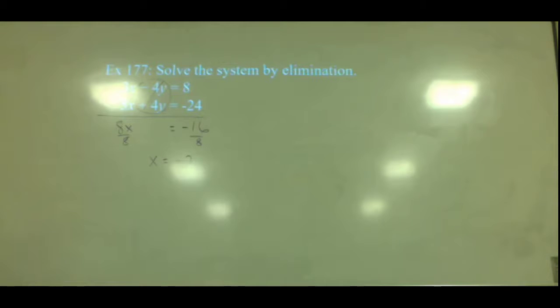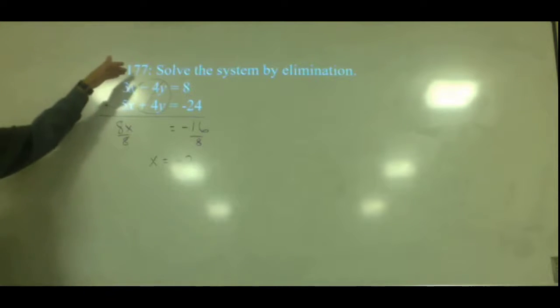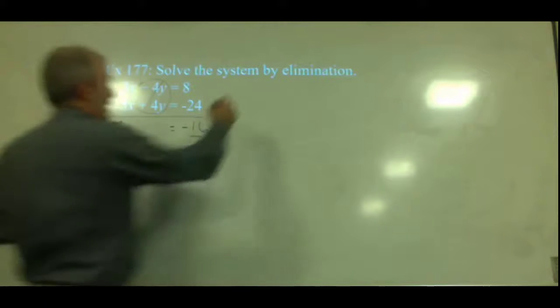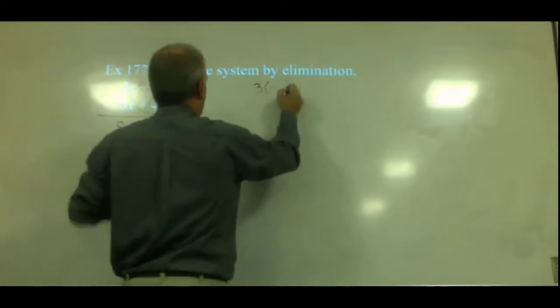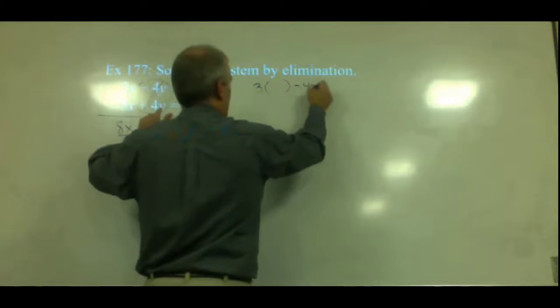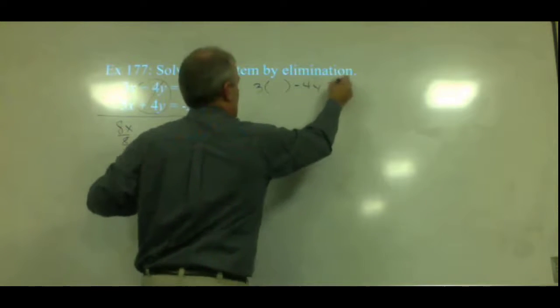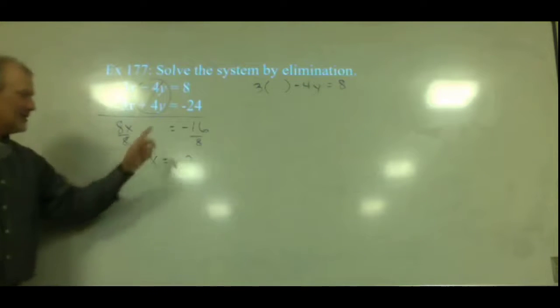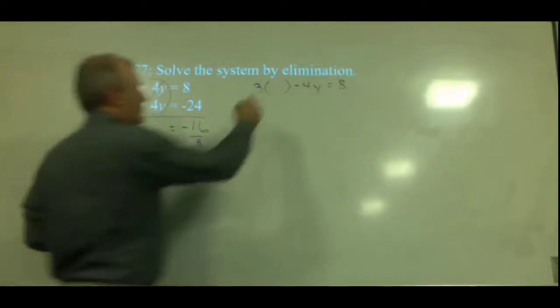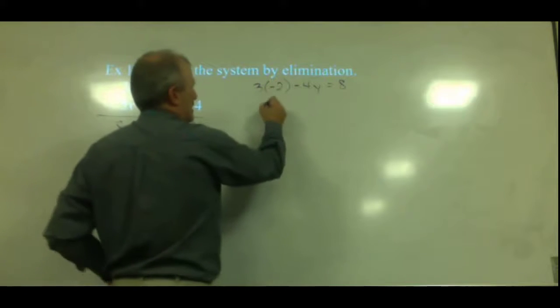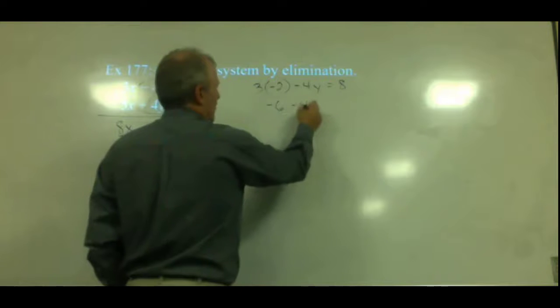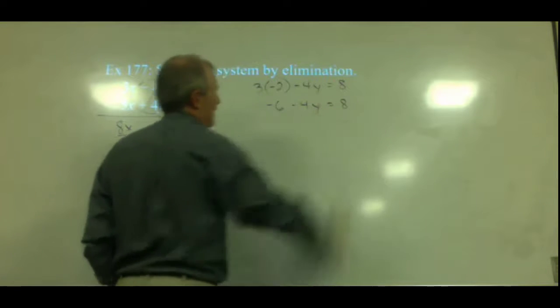Last time we kind of had a pattern. We always put it into that other equation. Here, we can put it into either equation. So again, I would pick the one that maybe has the smaller numbers. I'd maybe pick the top one. So we're going to have 3 times x minus 4y equals 8. And we just figured out that x is negative 2. So that means this is negative 6 minus 4y equals 8.